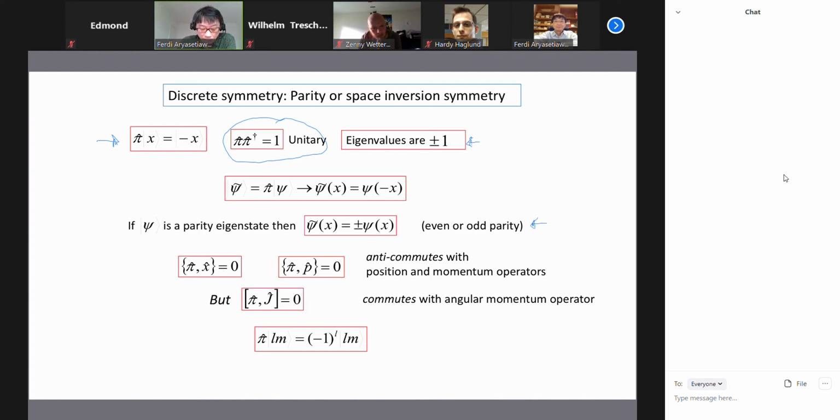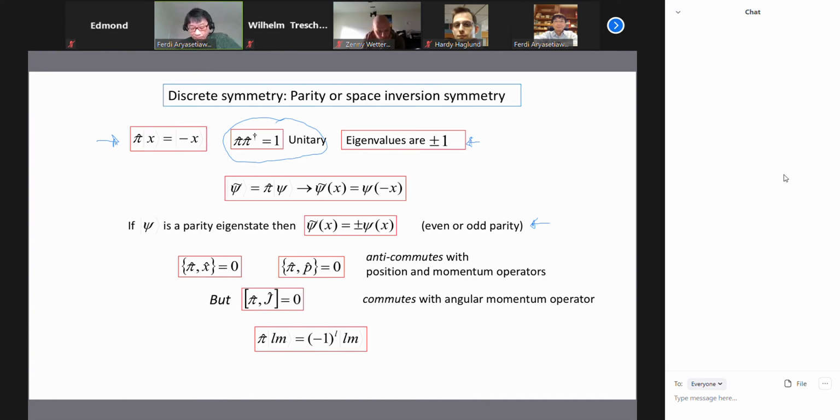Then we also worked out the commutation relations between pi and x and pi and the momentum operator p. So they anticommute, but it commutes with the angular momentum operator. So I think we are here this time.